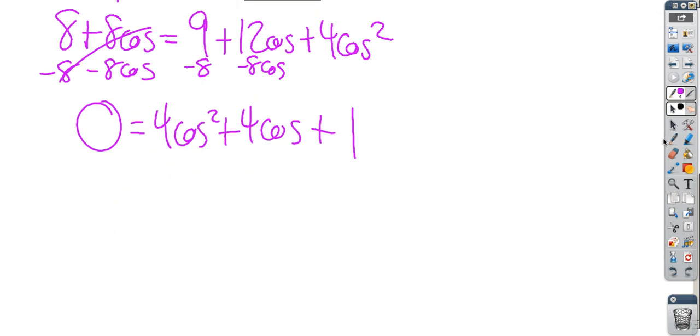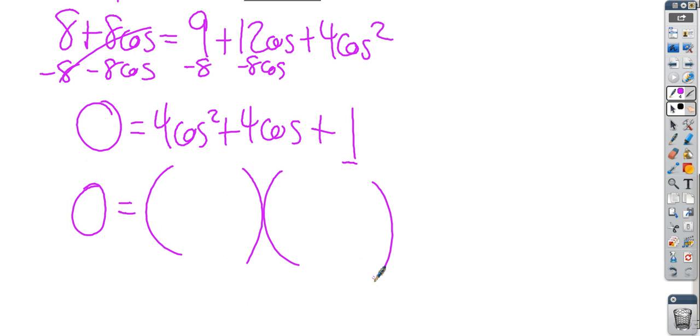And we want numbers that multiply to 1 and add to 4, but the only difference is that's a 4 cosine squared in the front. So if I put cosine times cosine, that's not going to work. That's going to give me 1 cosine squared. So you could use the swing method here. You could swing this over.